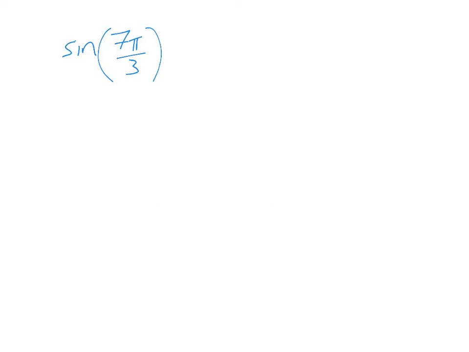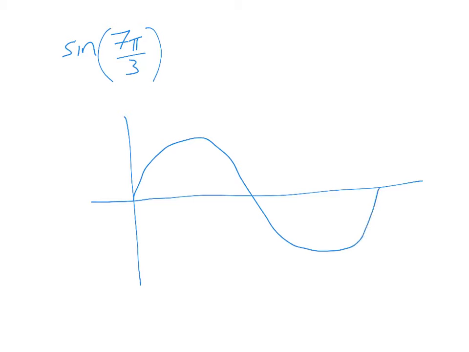Okay, let's have a look at sine 7 pi over 3. I'm going to draw a graph of sine. That's not quite as bad as my normal attempts actually on here. There is pi. There is 2 pi. And 7 pi over 3 is a bit over 2 pi. In fact, I've just got here pi over 3.